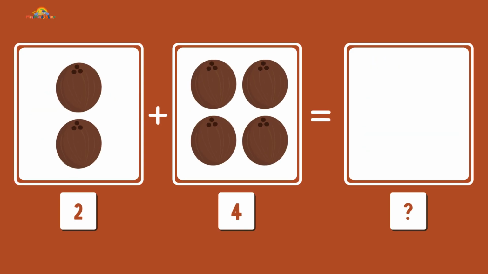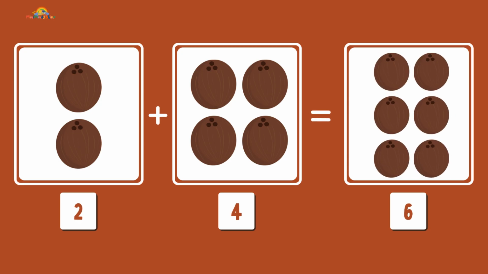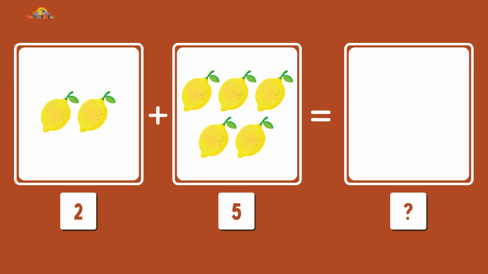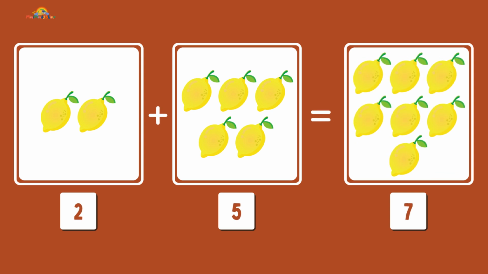We have 2 balls and 4 balls. Let's count them together. 1, 2, 3, 4, 5, 6. So, 2 plus 4 equals 6. Now we have lemons. 2 lemons plus 5 lemons. Let's count. 1, 2, 3, 4, 5, 6, 7.